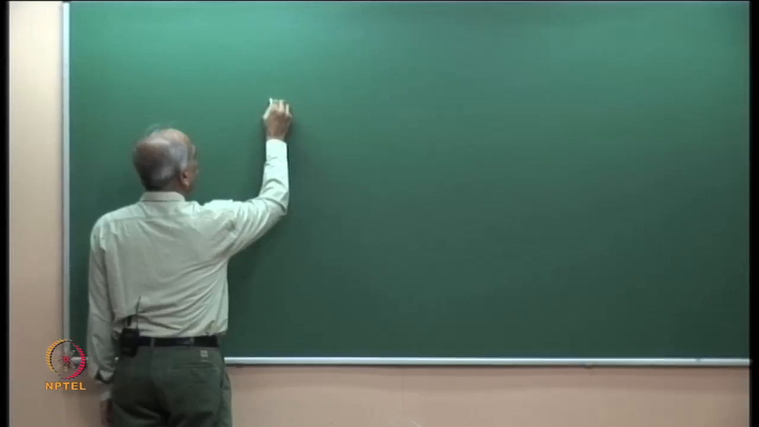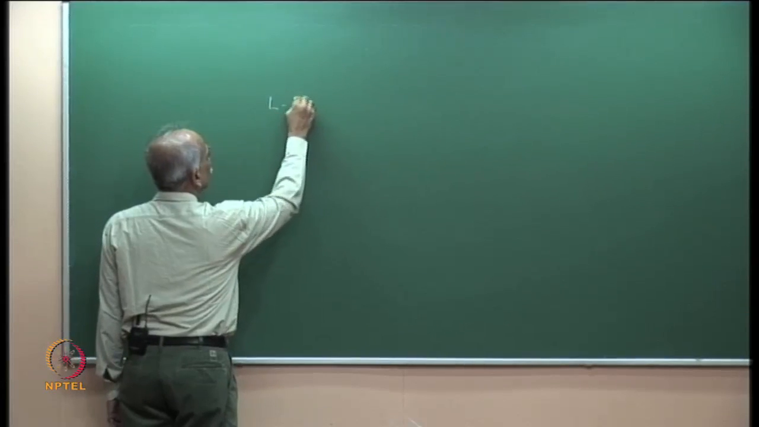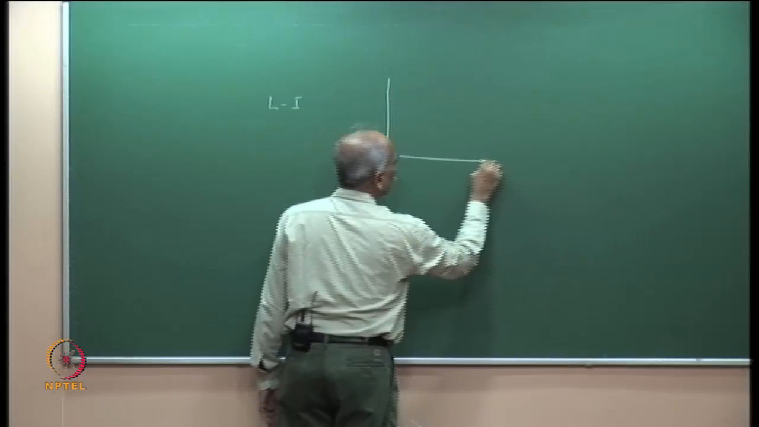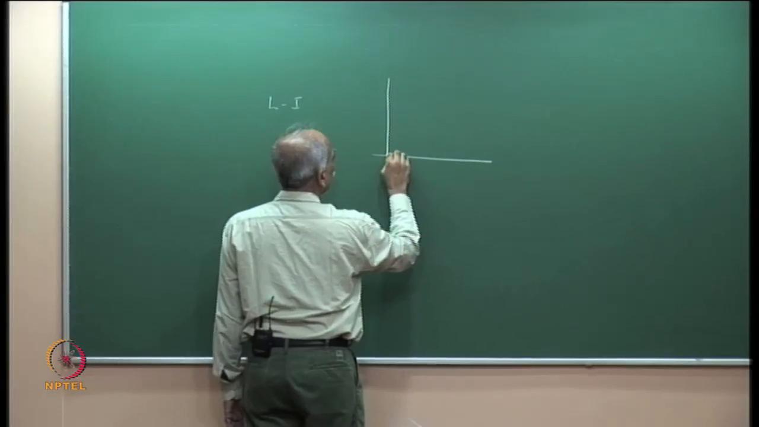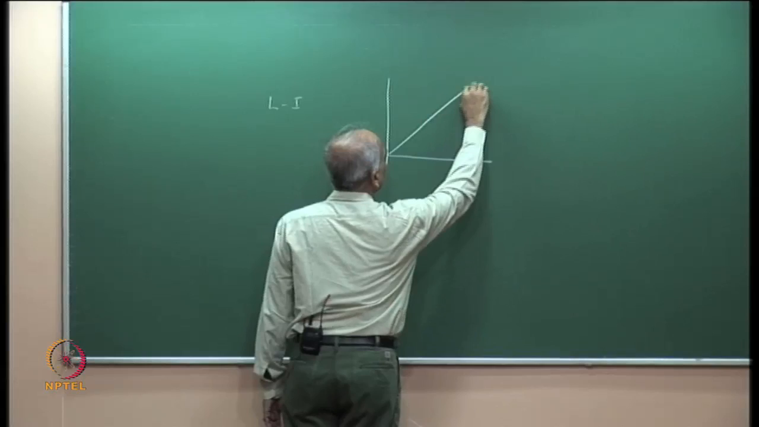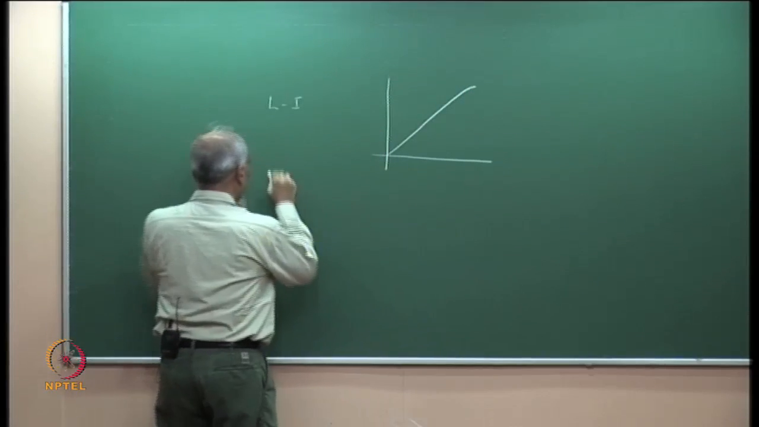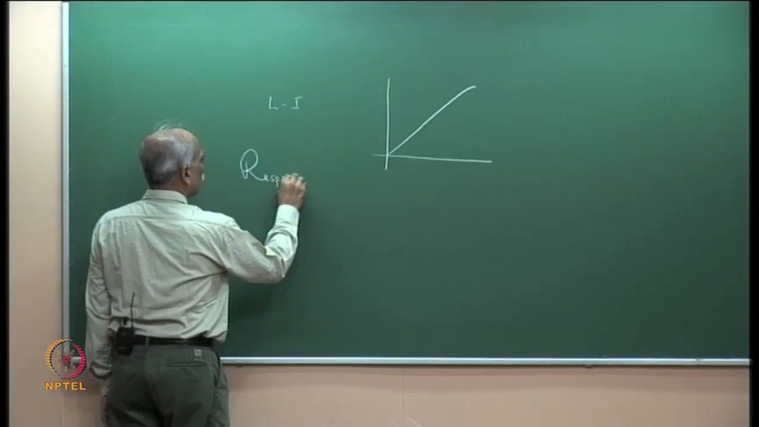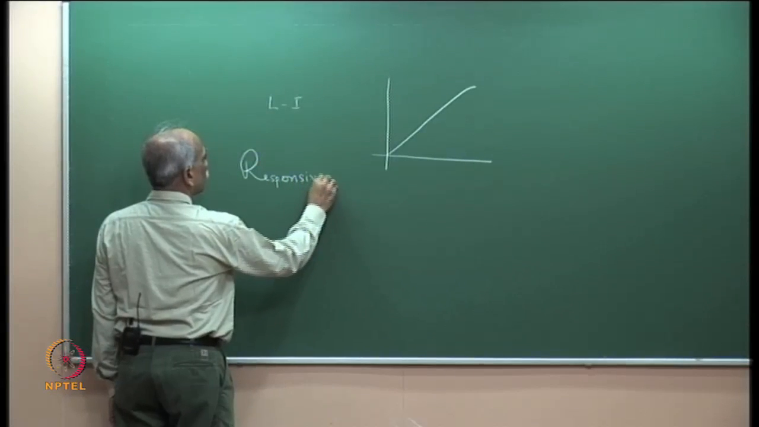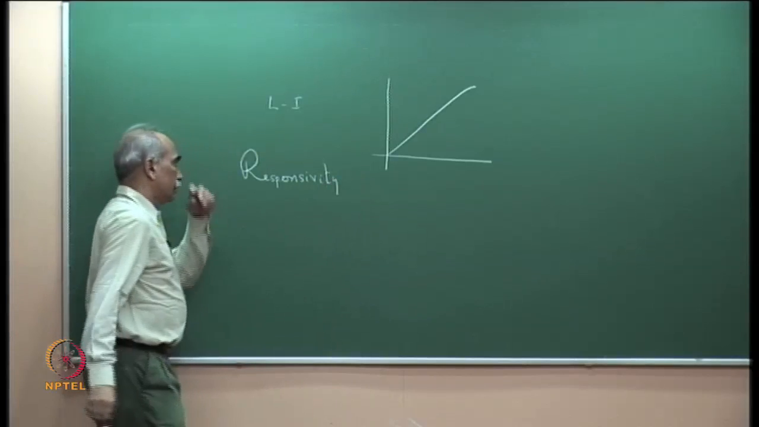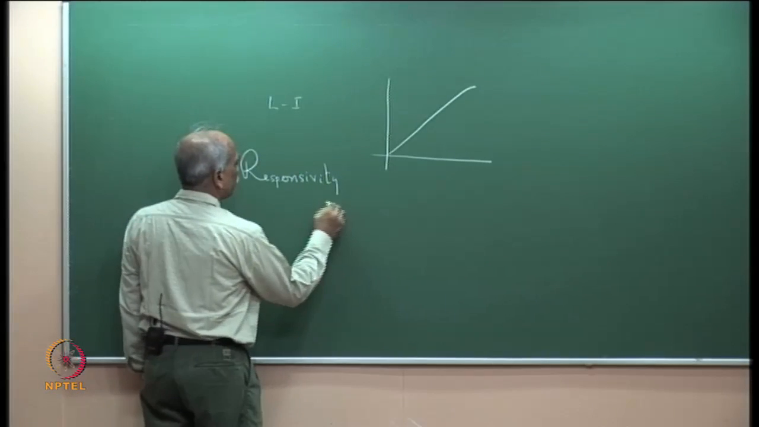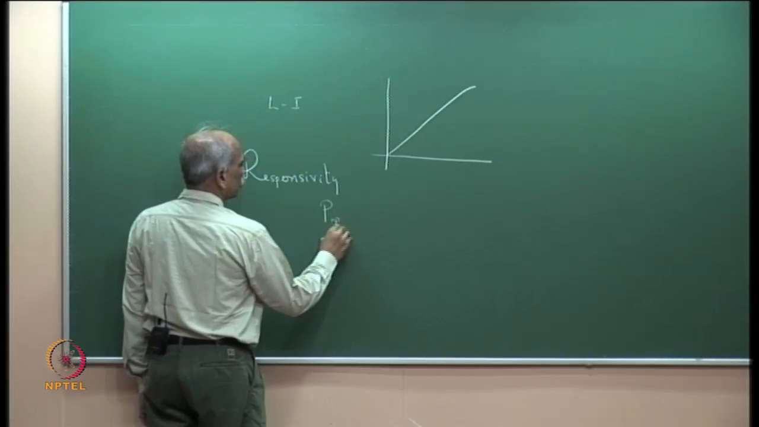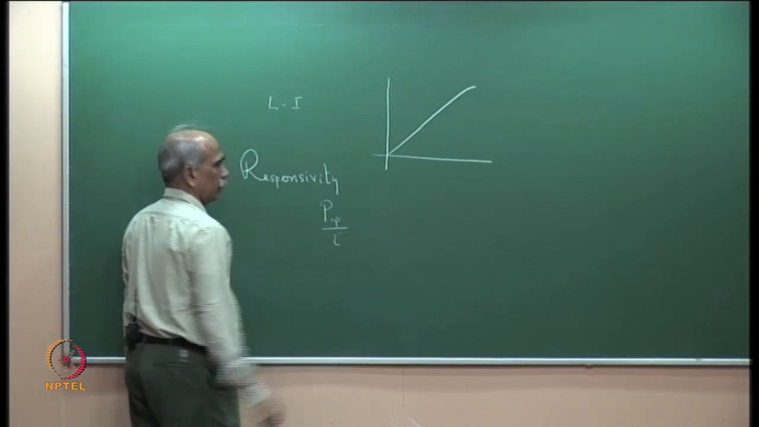We had a LI characteristic, light current characteristic. We have discussed this in detail. There is a parameter which is usually used to characterize an LED, and that is called the responsivity. Responsivity is simply defined as P optical divided by the current I.